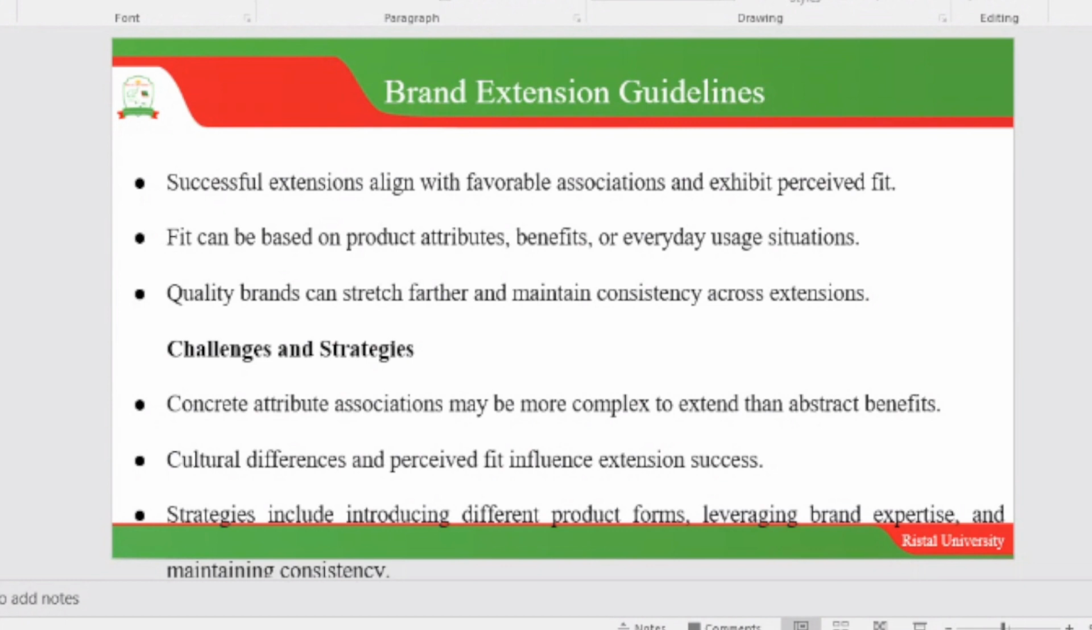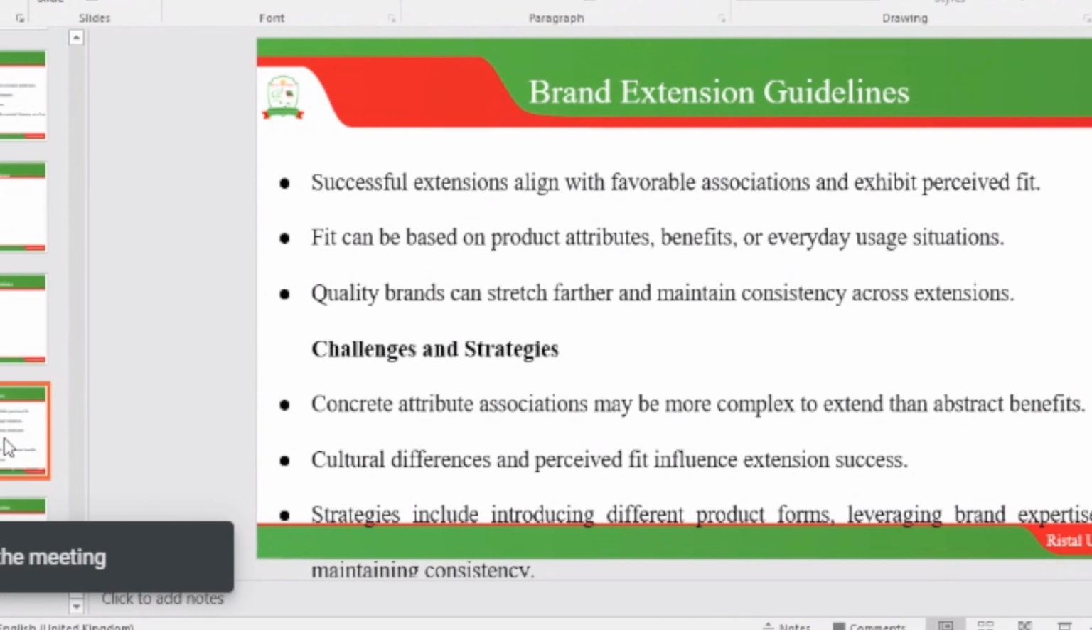So, some challenges and strategies: concrete attribute associations may be more complex to extend than abstract benefits, but we have also looked at cultural differences and the perceptions that keep influencing extension success. So you need to understand what the cultural difference is. The reason I keep mentioning bottling companies such as Coca-Cola as an example is that they mastered the art culturally very well.